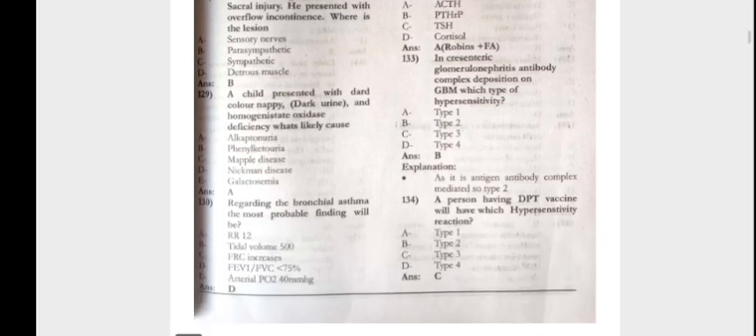The patient during the RTA sustained sacral injury. He presented the overflow incontinence. What is the lesion? That is the parasympathetic. The child presented with the dark color nappy, dark urine, in the homozygous state, homogentisate oxidase deficiency. What's likely the cause? There is alkaptonuria.